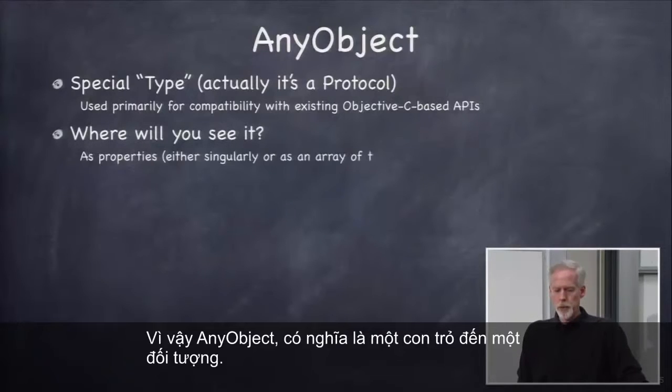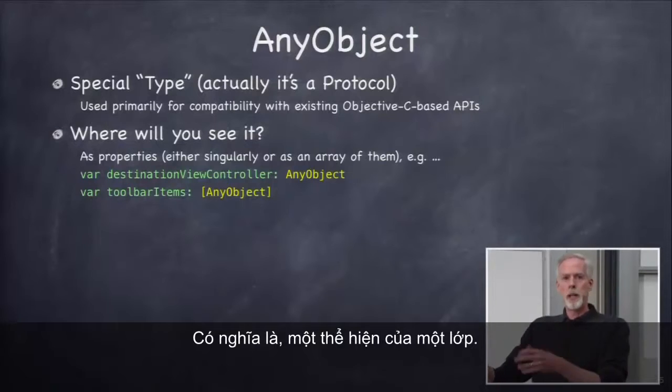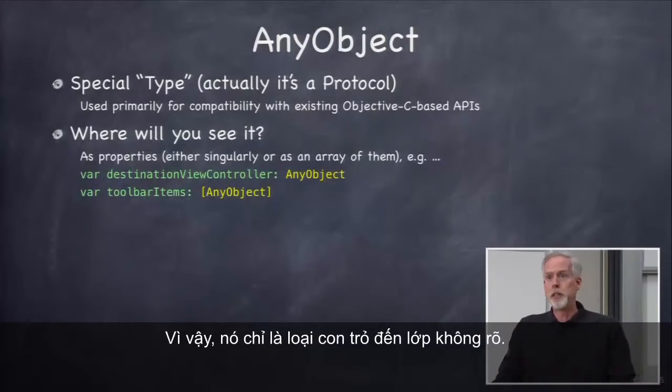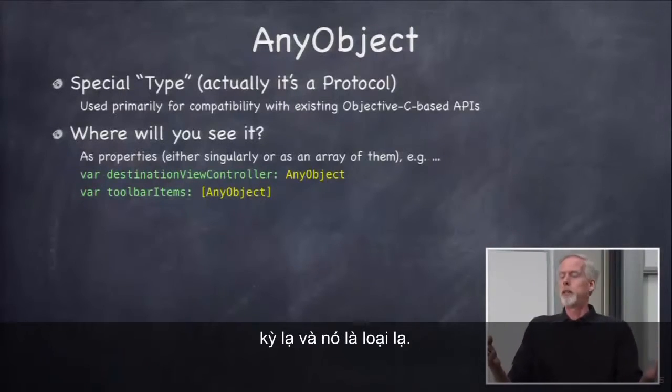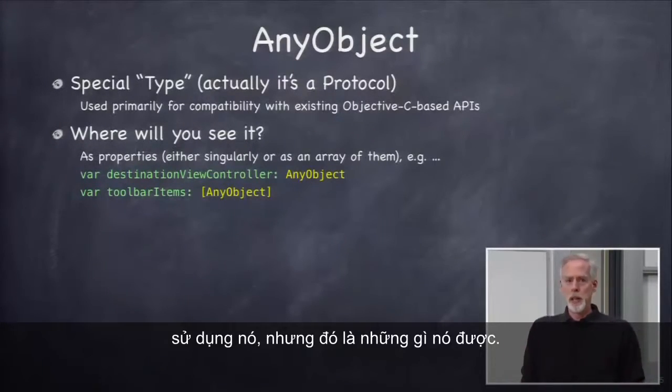Okay, and where will you see it? So AnyObject means a pointer to an object, meaning an instance of a class, that you don't know what the class is. So it's just kind of a pointer to an unknown class, which seems kind of weird, and it is kind of weird. So we're going to have to play around to be able to use it, but that's what it is.